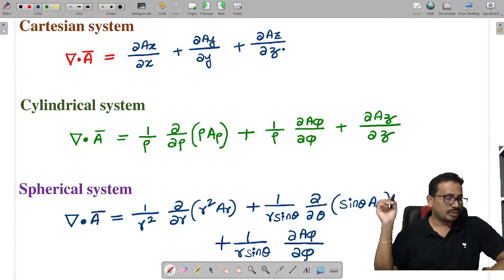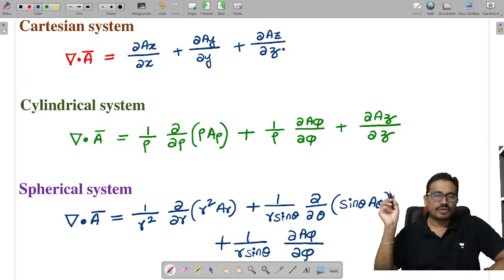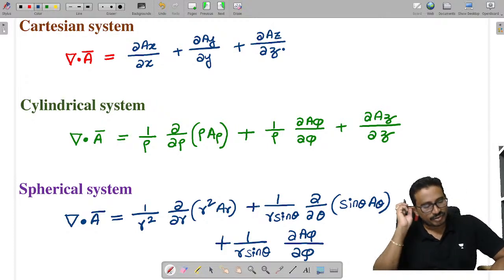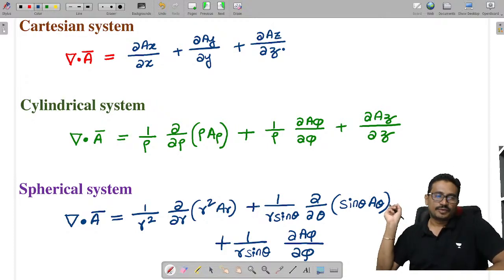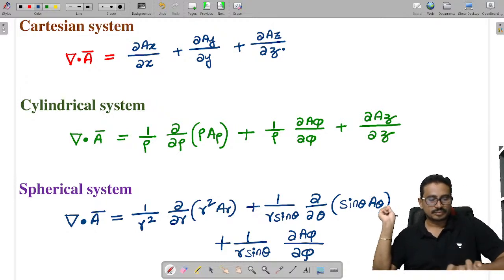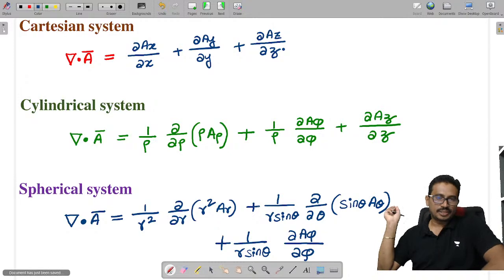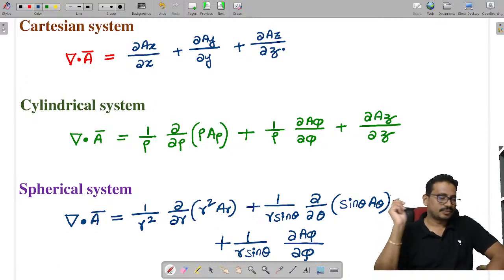Harmonic function, here with a simple example you will get to know. But first of all, is this clear? Tell me everybody. All these things about divergence are clear, right?